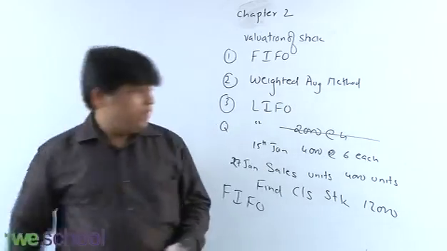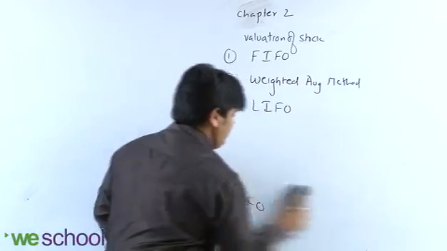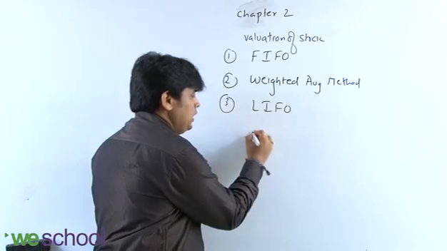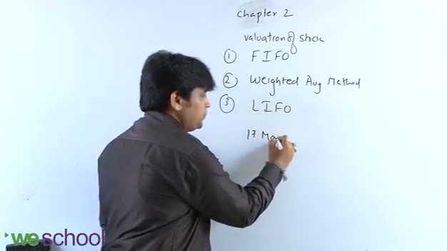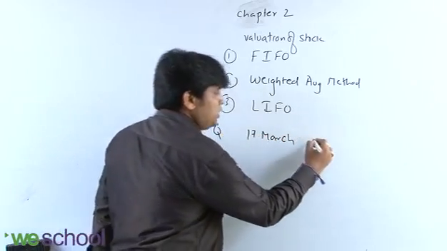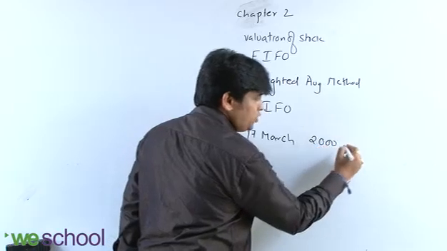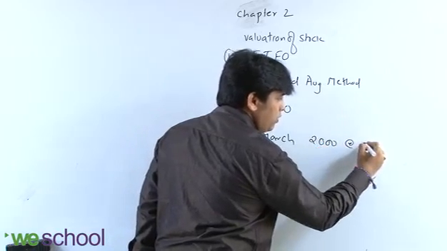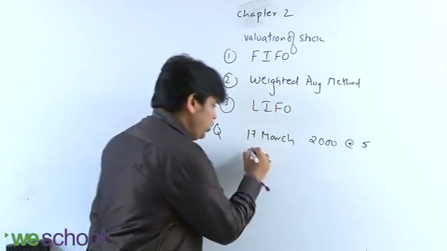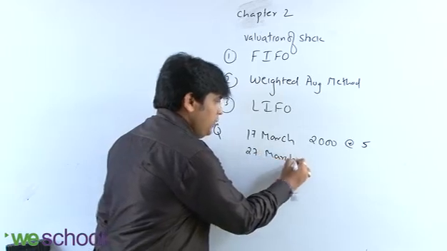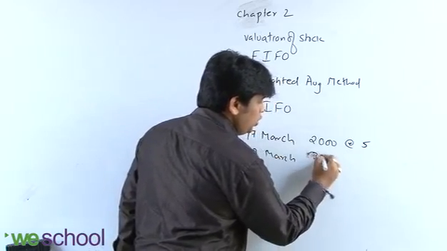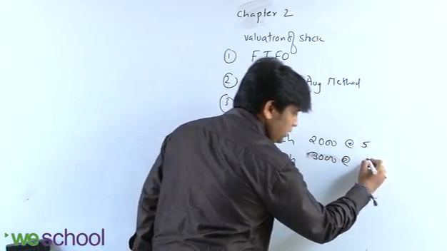Okay, the one more sum. On 17th March, the company purchased 2000 units of stock at the rate of 5 rupees. You are writing with me, right? Okay. On 27th March, the company again purchased 3000 units at the rate of 6 rupees.